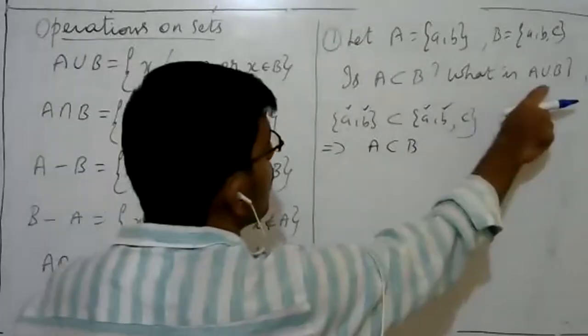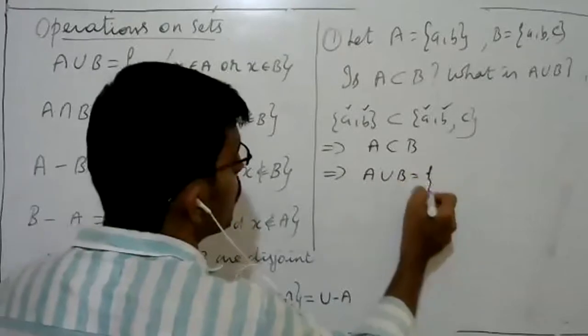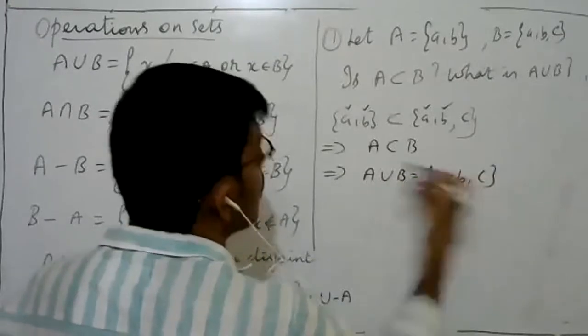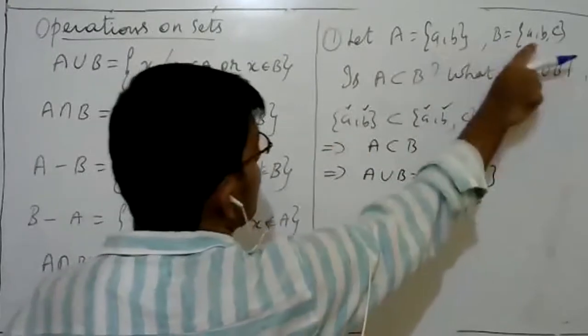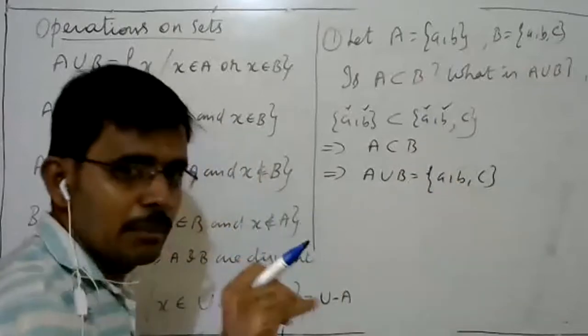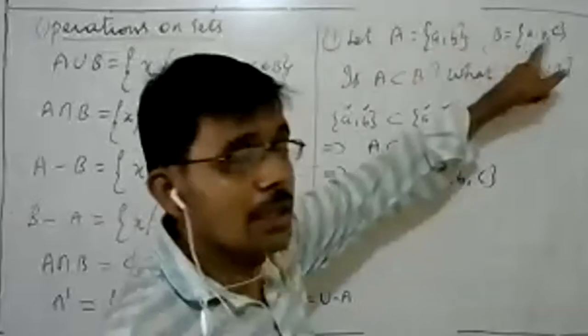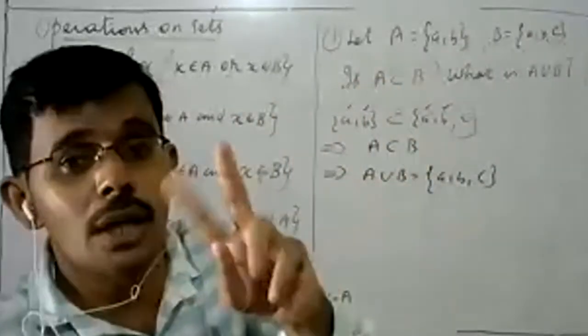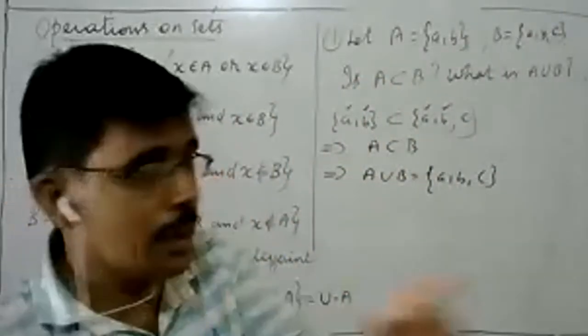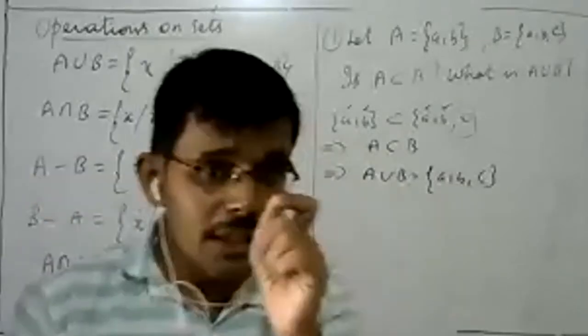Now come to that. What is A union B? So A union B is equal to {A, B, C}. Take these elements and these elements and eliminate the common elements. Here A is there, here also A is there, no need to write A two times. Write only one time. So therefore A union B is equal to {A, B, C}.